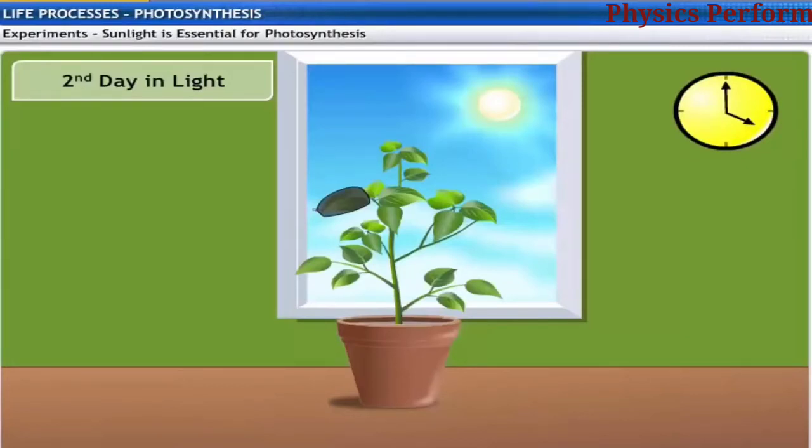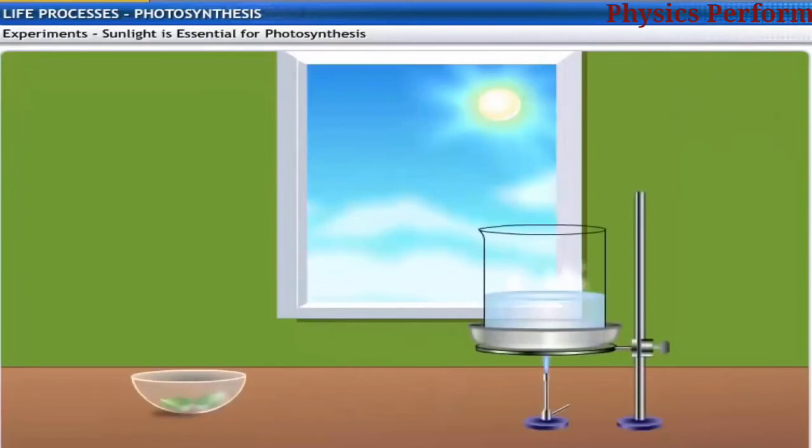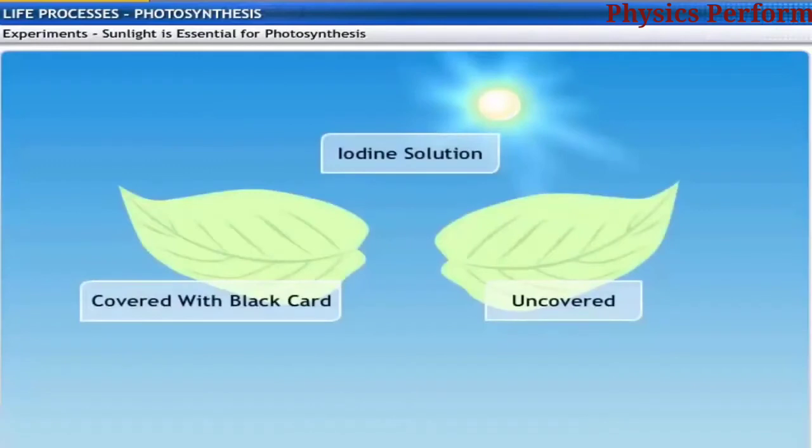Test both the leaves for the presence of starch using the iodine test. To conduct an iodine test, dip both the leaves in boiling water for a minute to kill the cells. Next, boil the leaves in methylated spirit over a water bath till they become pale due to the removal of chlorophyll. You will find that the surface of the leaf becomes hard and brittle.